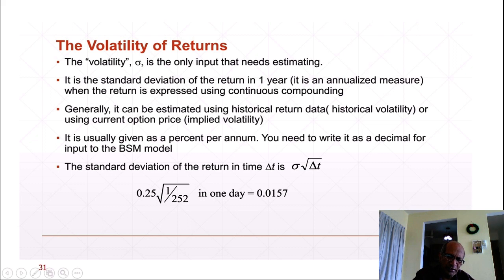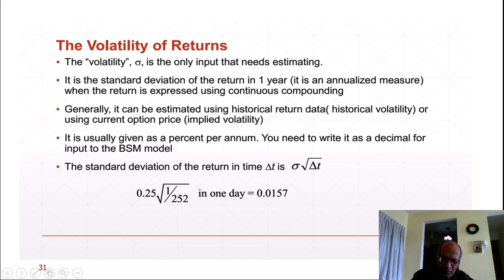The standard deviation of the return in variable time is the standard deviation times the square root of the change in time. Usually we take it as the terminal time. So when we are calculating it for 1 year, it is common that 1 year of stock market trading days is 252 days. So 0.25 is the standard deviation, times the square root of 1 over 252. Many students have asked me in the past why it is 252. Internationally, it is standardized that 1 year of stock trading days is 252, not 365. So in 1 day, it becomes 0.0157, which is 1.57%.